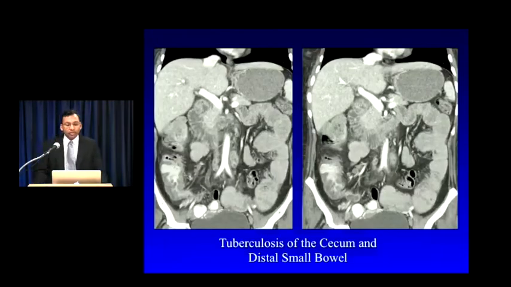Now, here's an example of a patient who has a cone-like cecum that's thickened, and you can also see there's thickening of the distal ileum extending into the ileocecal valve. Remember what I said earlier. That distribution of involvement is usually seen with a small number of organisms, and this turned out to be TB of the cecum and distal small bowel.